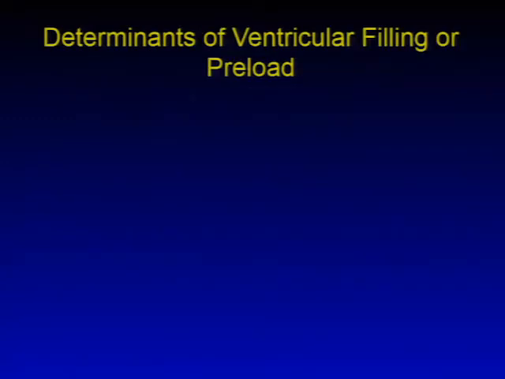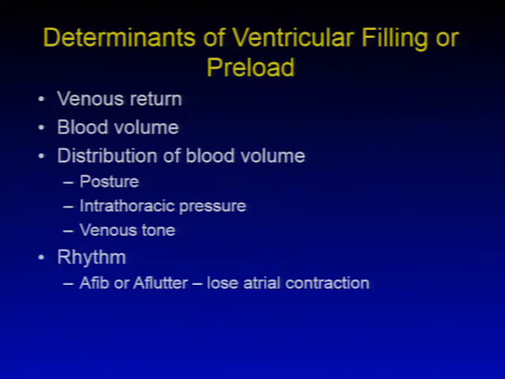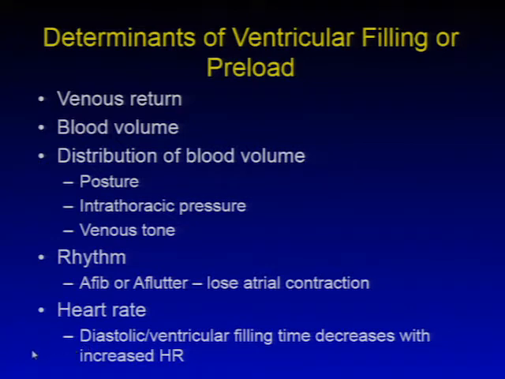So what are determinants of ventricular filling or preload? Well, most important is venous return, or what is the patient's circulating blood volume. There's also distribution of blood volume, and this particularly comes into play for patients under anesthesia. We have their positioning, intrathoracic pressure, as well as venous tone, which anesthesia has a tendency to decrease. Rhythm is also an important factor in ventricular filling. The most typical rhythms where we lose atrial contraction are AFib or flutter.